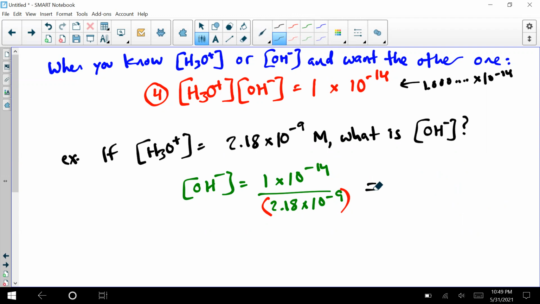All right, so 1, I'll use the E. 1e negative 14 divided by 2.18 e negative 9 gets me, checking my sig figs here, 3 sig figs. So 4.59 times 10 to the negative 6th, which makes sense. My unit for concentration is molarity.